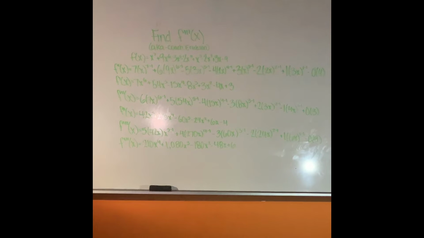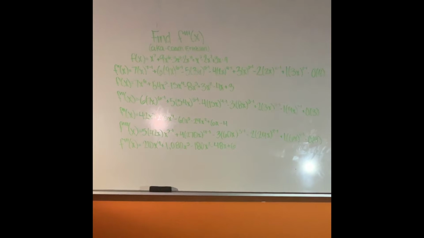F of x equals x to the 7th plus 9x to the 6th minus 3x cubed minus 2x to the 4th plus x cubed minus 2x squared plus 3x minus 4. F prime of x then equals 7x to the 6th plus 54x to the 5th minus 15x to the 4th minus 8x cubed plus 3x squared minus 4x plus 3.